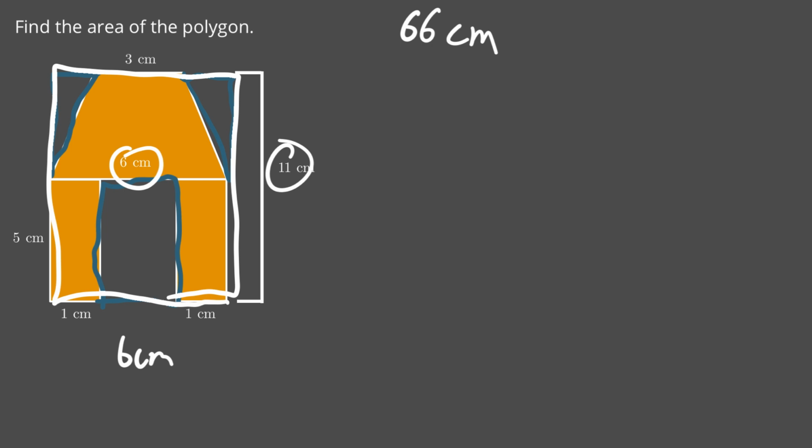Now we need to find the area of the blue shapes that we need to subtract out. Starting with the space in between the two legs, we know that this is 1 centimeter and 1 centimeter. That leaves us with 4 in between the two legs, and we know the height is 5 centimeters. So that inner shape is 20 centimeters squared. And sorry, that should be squared as well.